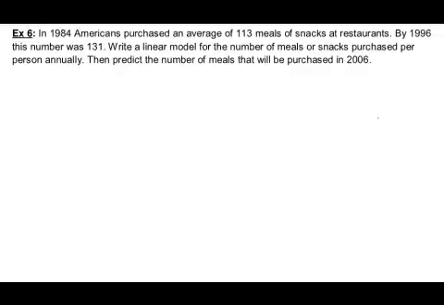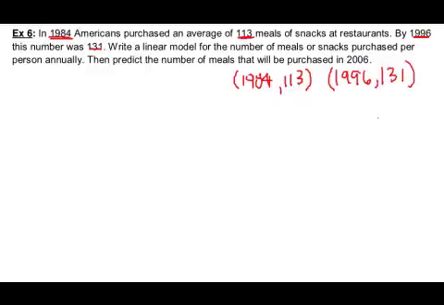So the first thing we need to look at is what information we are given. We know that in 1984, we had 113 meals. We know that in 1996, we had 131 meals. So this is going to become our 2 points. So 1984, the time and the meals. And then we know that in 1996, we had 131 meals. So now we have 2 points.